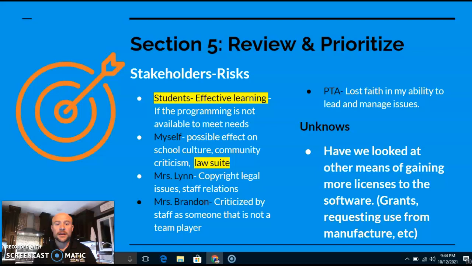Mrs. Lynn: copyright legal issues could put her in legal and financial trouble. Staff relations: causing issues if people aren't comfortable using that software and she's pushing it upon them. Mrs. Brandon: criticized by staff as someone that's not easy to get along with or not a team player. And then the PTA: I could lose faith in my ability to lead and manage issues. Unknowns. I don't know if we've looked into other means of gaining more licenses to the software by use of grants, requesting use from the manufacturer, etc.